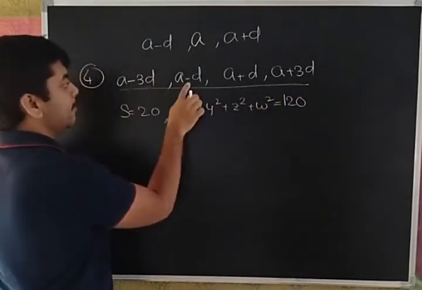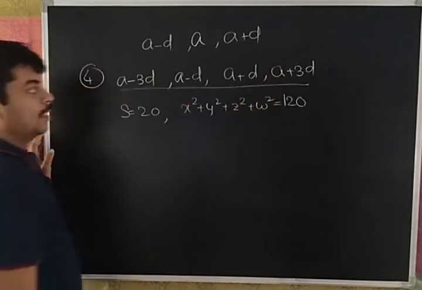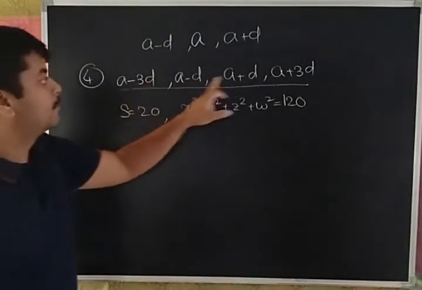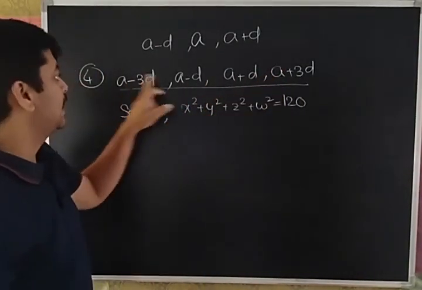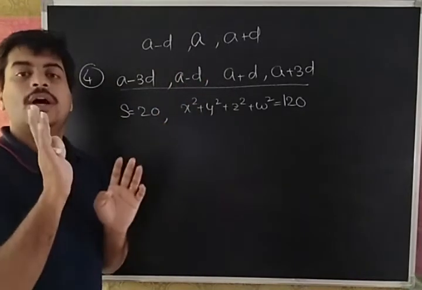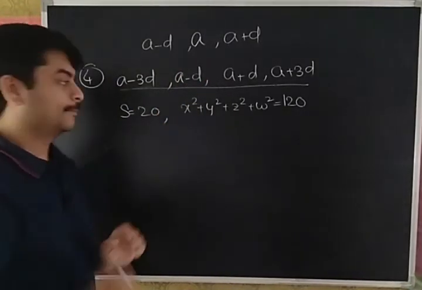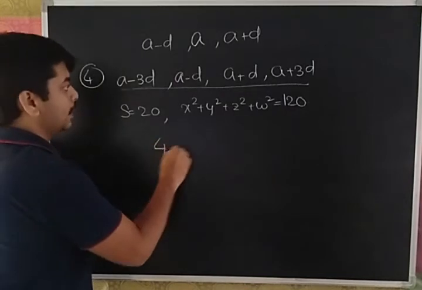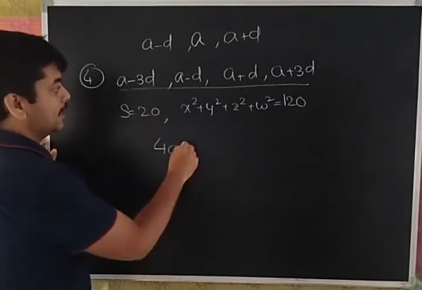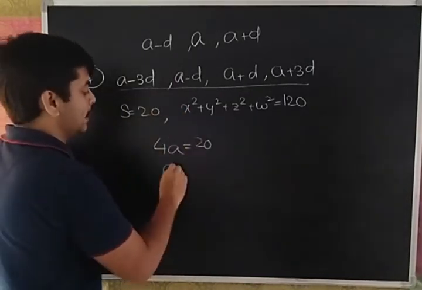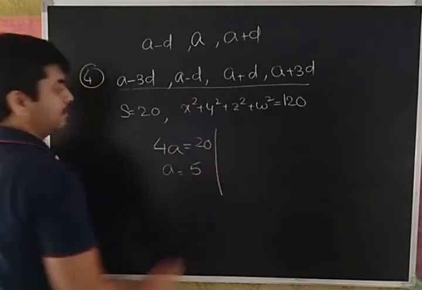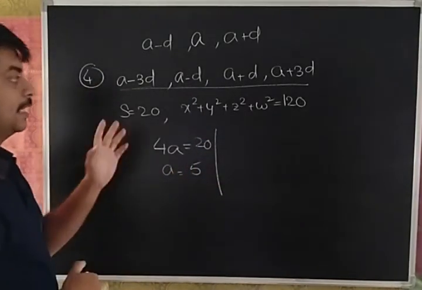A minus 3D, A minus D, A plus D, A plus 3D. If you carefully check, all the D terms get cancelled and you will be left with A, that is, 4 times A, which is 4A. So 4A is equal to 20, so you got A is equal to 5. The first element is 5. But still we don't know D.